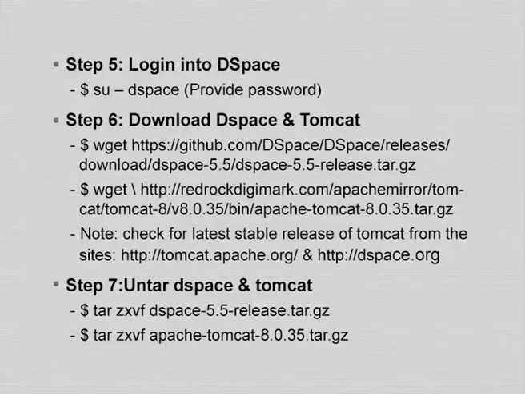Now, step 5 is to log into dspace first. If you say su - dspace, then you get logged into dspace rather than your own user. Here you can use the wget command to get the latest source code of DSpace. Wget is a very powerful command. In fact, it can download any file from the internet and put it in the current directory.